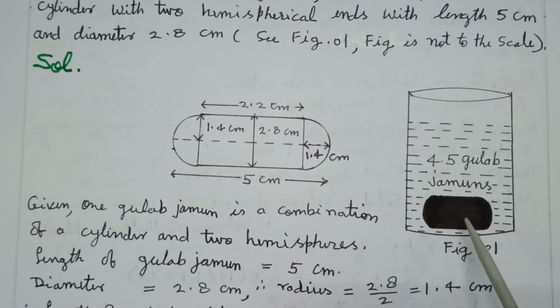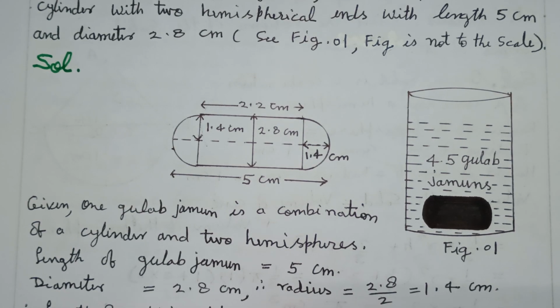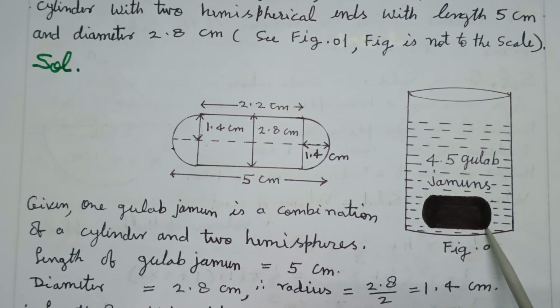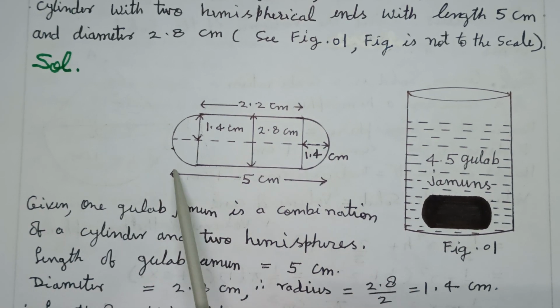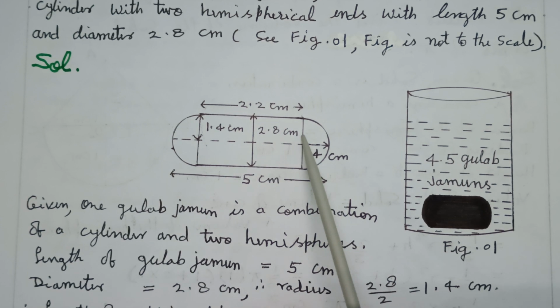So how we will find out the volume of one gulab jamun? This gulab jamun is shaped like a cylinder with two hemispherical ends. So we will find the volume of the cylindrical part and two hemispherical parts and then add. So we will get the volume of one gulab jamun. This is the sketch for the gulab jamun. Its length is 5 centimeter and diameter is 2.8 centimeter.